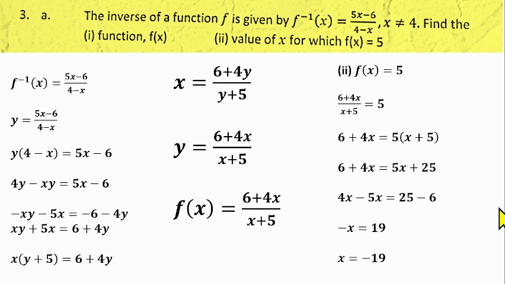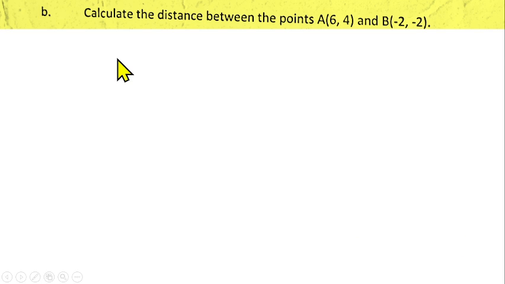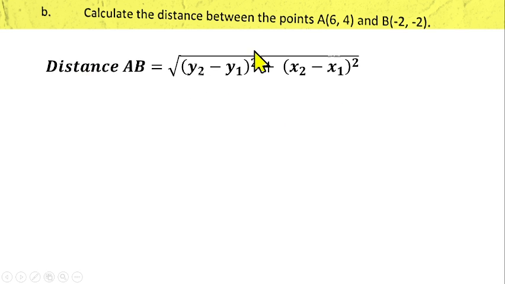Question number 3b is from coordinate geometry. We have to calculate the distance between point A and point B. We have done this one before in objective over and over, but since you have to do that again in theory, the formula for finding the distance between 2 points given their coordinates is the square root of change in y squared plus change in x squared. So your y2 will be minus 2 here, and your y1 will be 4. x2 is minus 2, x1 is 6.